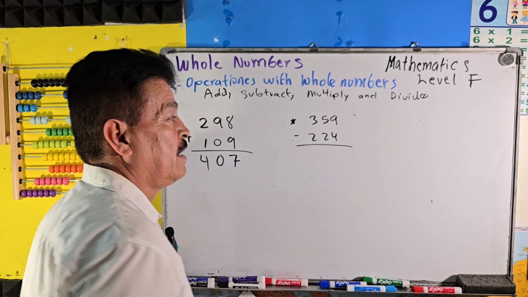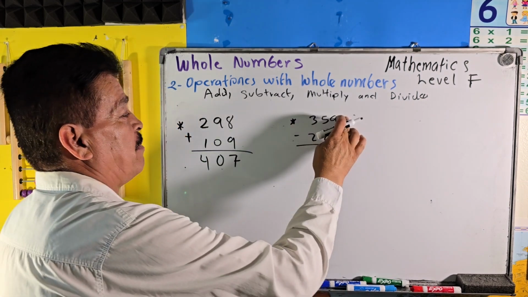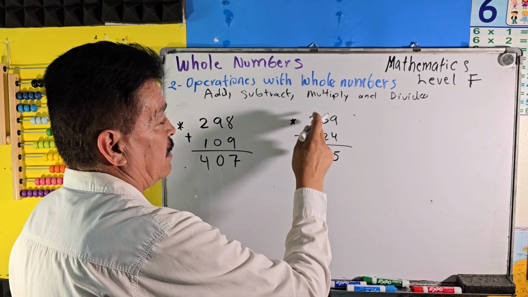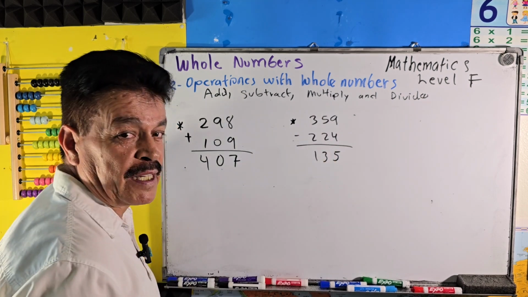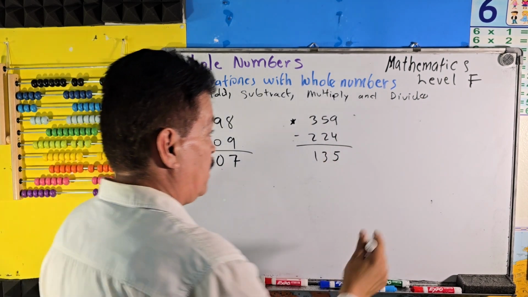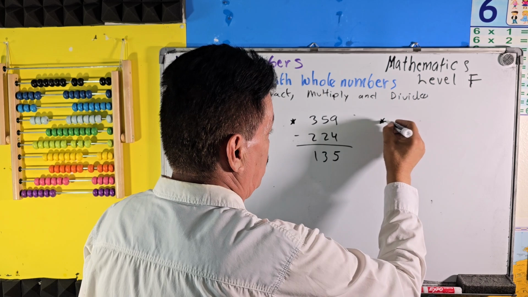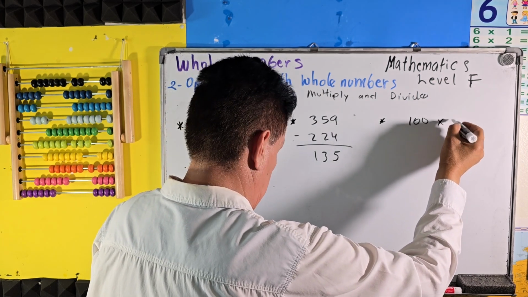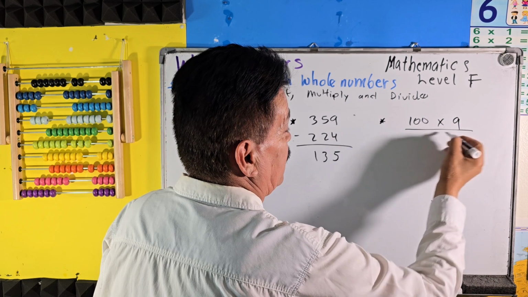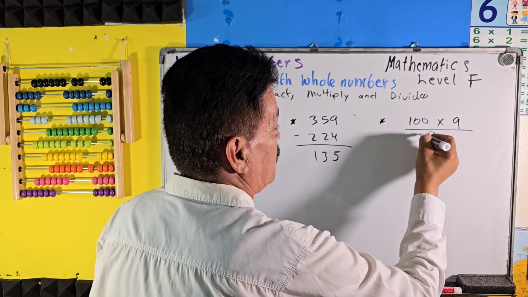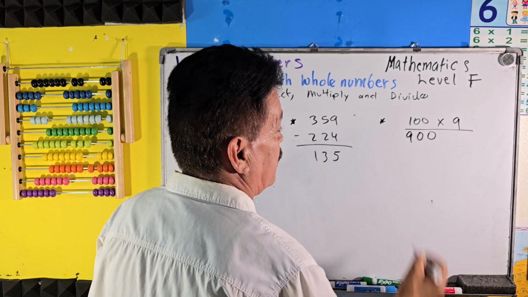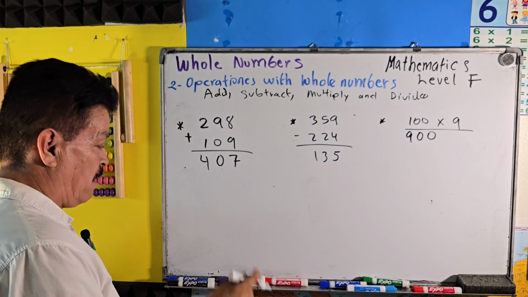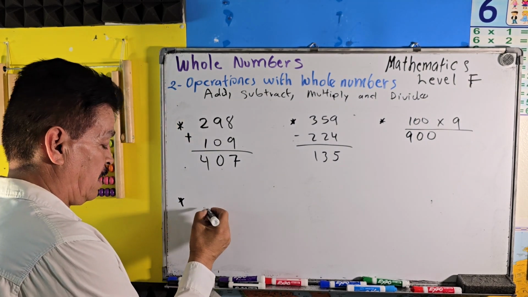9 minus 4 is 5. 5 minus 2 is 3. 3 minus 2 is 1. Very easy, right? So this is now a multiplication. Multiply 100 times 9. Very easy. 9 times 0 is 0. 9 times 0 is 0. 9 times 1 is 9. It's 900. All right? So now divide. Let's make this division.